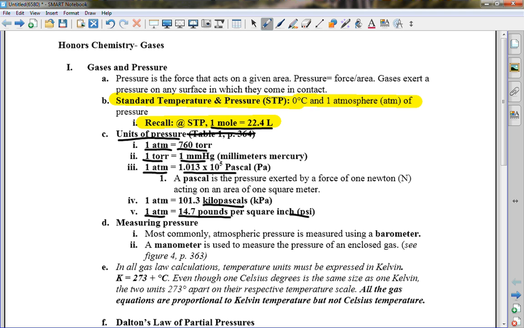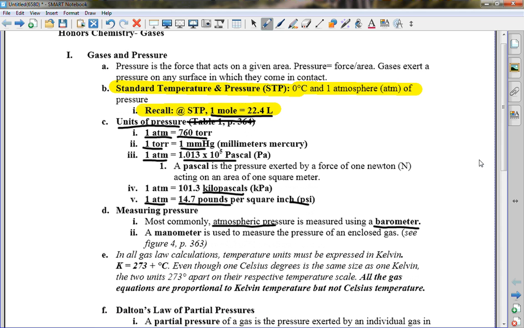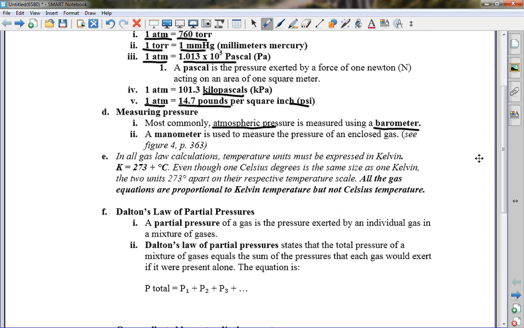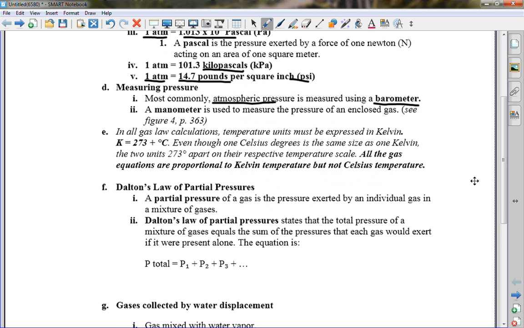The most commonly used pressure you're going to look at is atmospheric pressure. This is measured by what's called a barometer. You also hear it as barometric pressure when you watch the news, something to that effect. And then you also have something called a manometer, which measures the pressure of an enclosed gas. This figure, again, does not apply to your book, but I can show you pictures all the same.